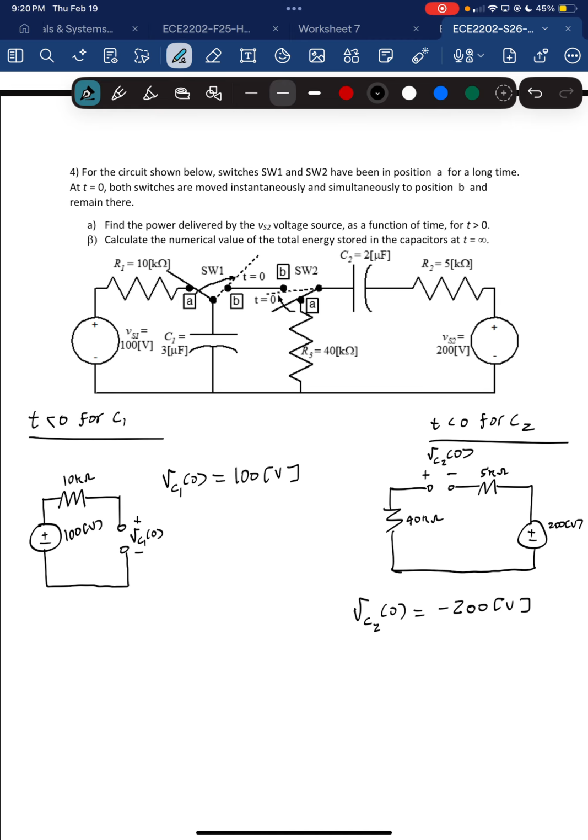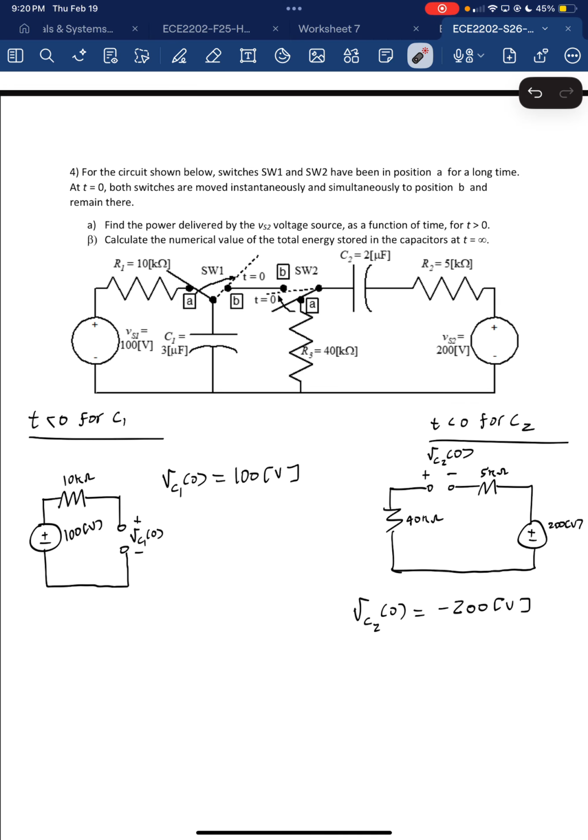Now, let's look at what the question is asking for, because that can sometimes save us some work. So part A asks us to find the power delivered by VS2 as a function of time for t greater than 0. So once the switch flips, the switch is in position B there, and this switch is in position B here, so both capacitors are connected to each other. That's one thing we need to note.